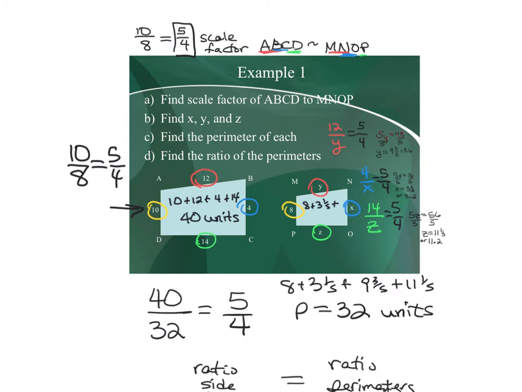Maria, how did you know to put the 40 over the 32 and not the 32 over the 40? Because they told you to find it from ABCD to MNOP. So how it was originally asked for the scale factor at the beginning, I'm going to follow that same order. Okay, got it.